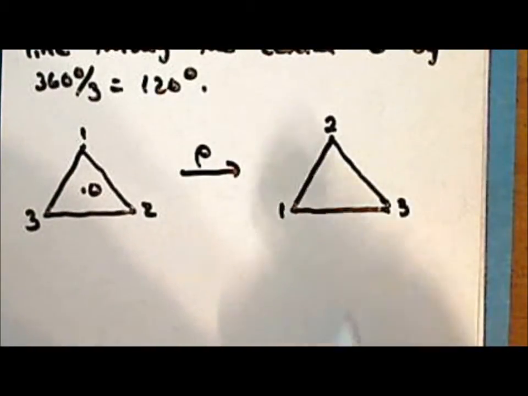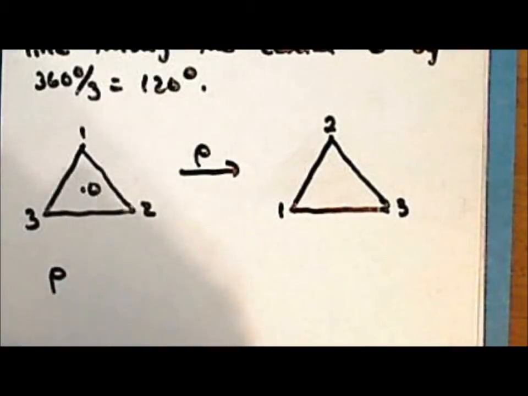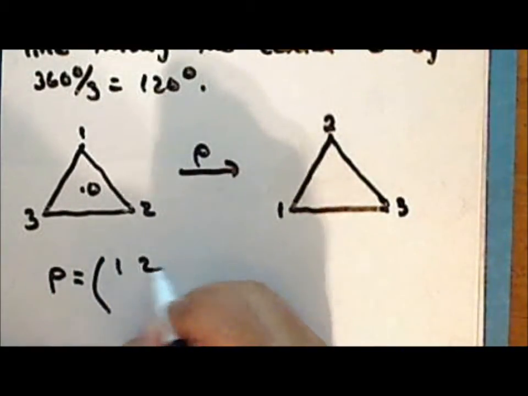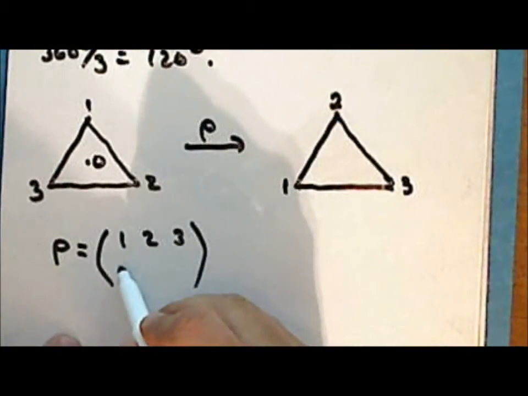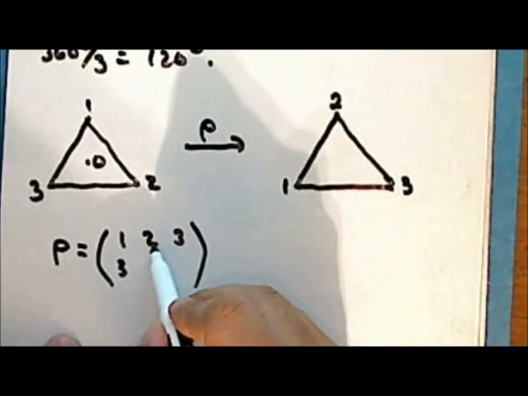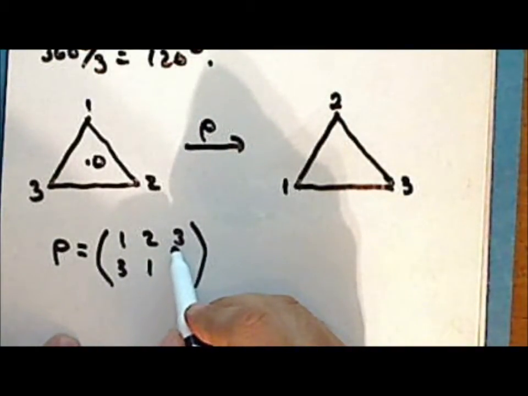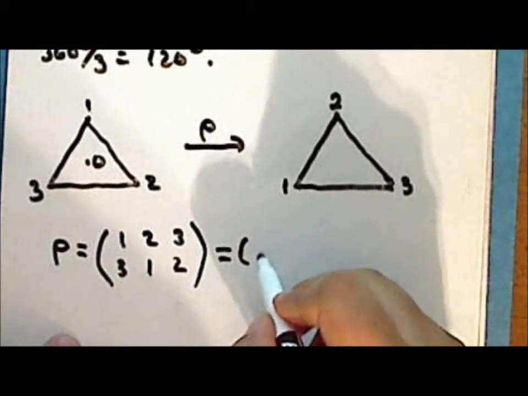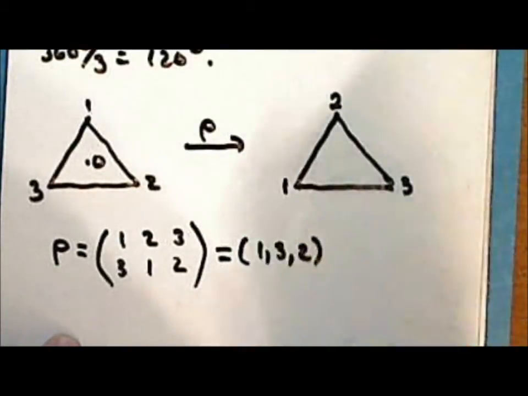And so looking at the vertices, we can consider the rotation rho to be the permutation of the vertices, so that 1 is exchanged with 3, 2 is mapped onto 1, and 3 is mapped onto 2. And so this is in cyclic notation, 1 to 3 to 2 to 1.